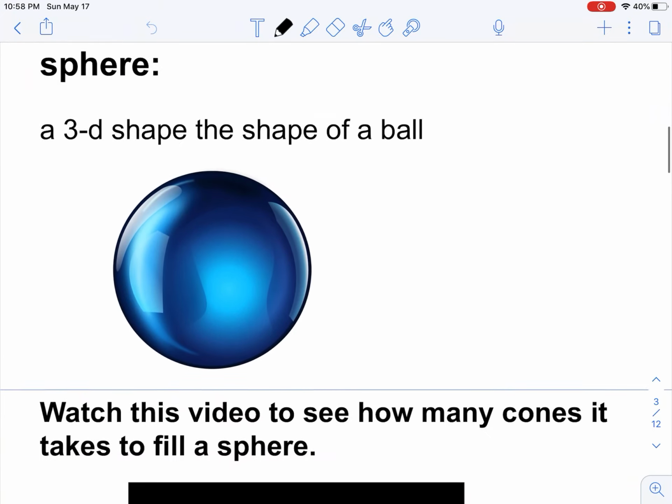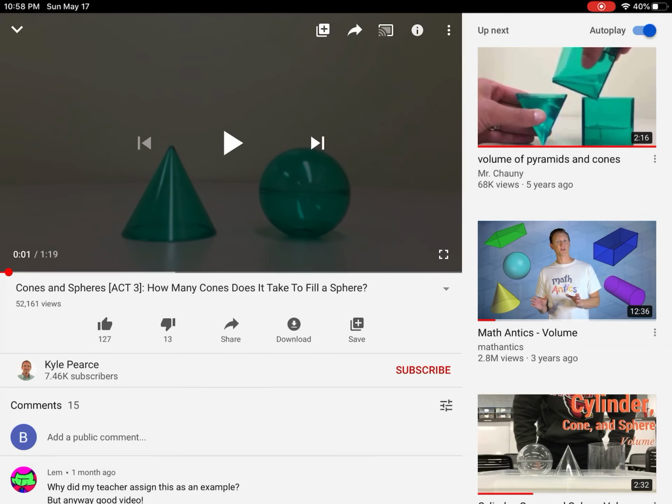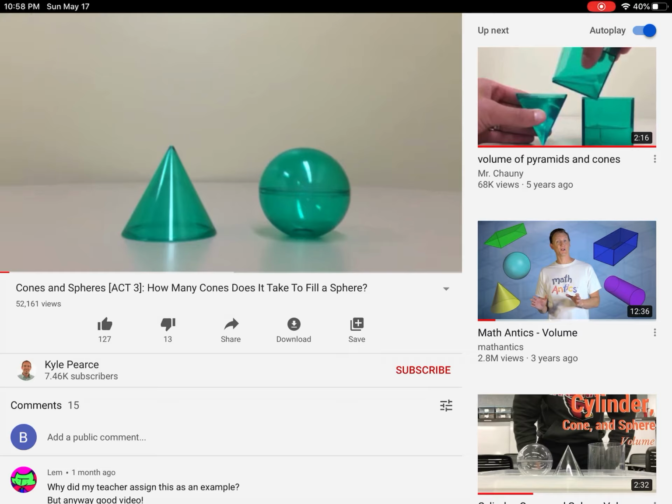Okay, a sphere, just a reminder, is a 3D shape in the shape of a ball. Now we're going to watch a short video. This is cooperating. Yay!